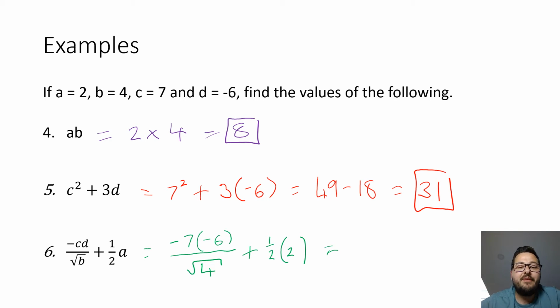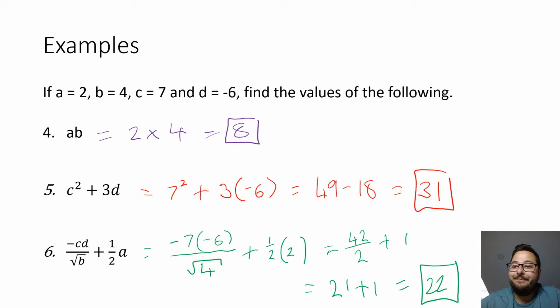So minus 7 times minus 6 is going to be plus 42, divided by the square root of 4 is 2, plus half of 2 is 1. So this is just going to be 42 divided by 2 is 21, and 21 plus 1 is 22.